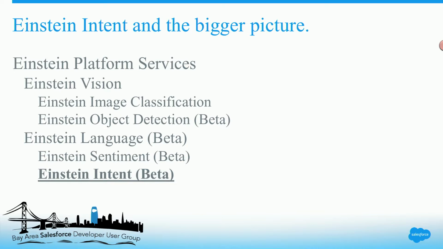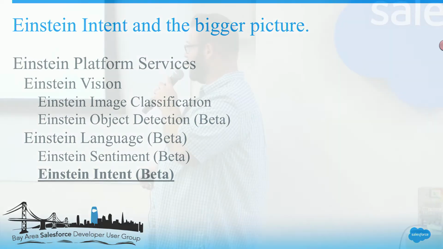And these are very similar. I think intent is a lot more interesting, because sentiment is more like a limited version of intent. Sentiment is positive, negative, neutral. Intent is you get to define whatever categories you want. And that's what I'm going to be talking about tonight. This one here that's underlined, Einstein Intent.